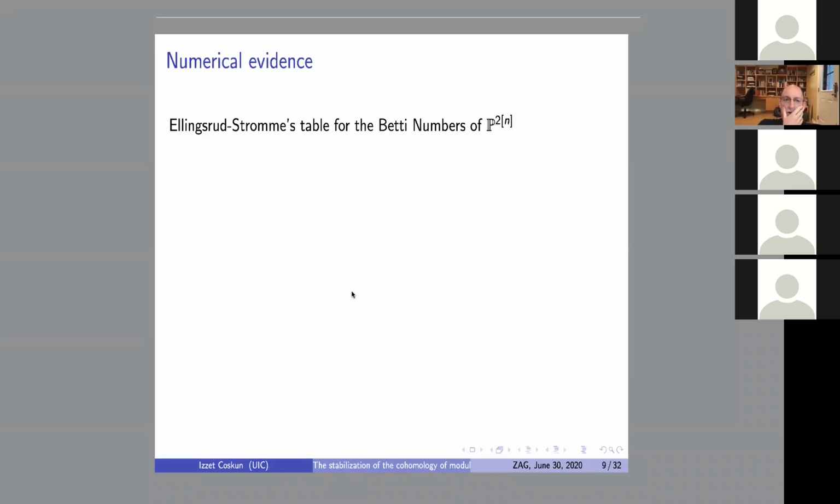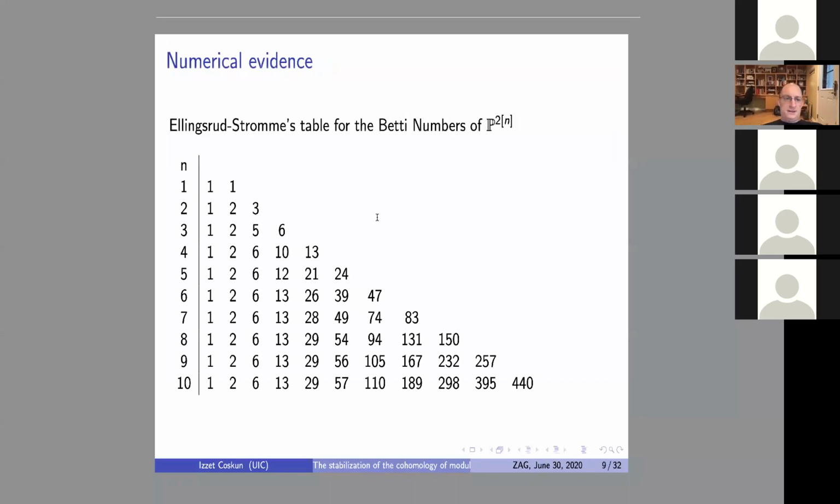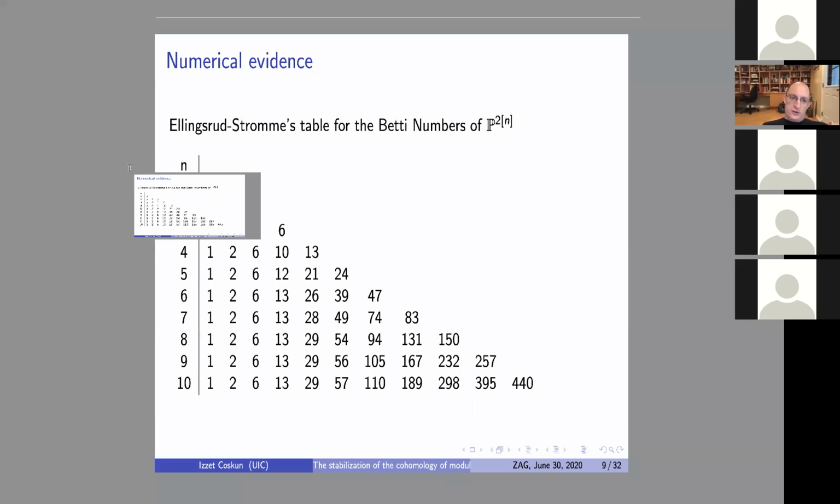All right, so the first thing is let's do some numerology just with P2, okay? So here is Ellingsrud-Strømme's table for Betti numbers of the Hilbert scheme of n points on P2. And we saw some of these things already. So here I'm recording how many points you have. This is 1 point in P2, 2 points in P2, 3 points in P2, and so on and so forth. And these are the Betti numbers.